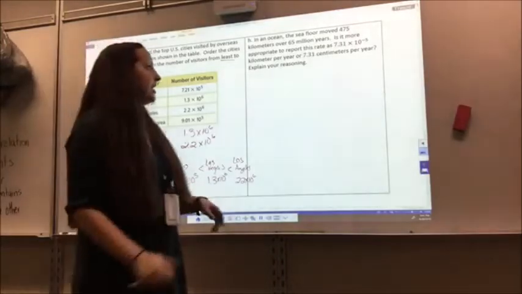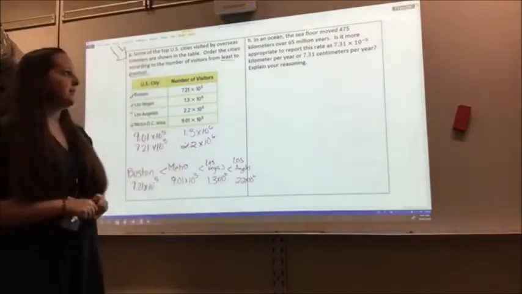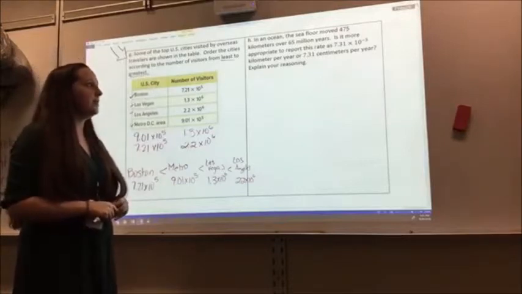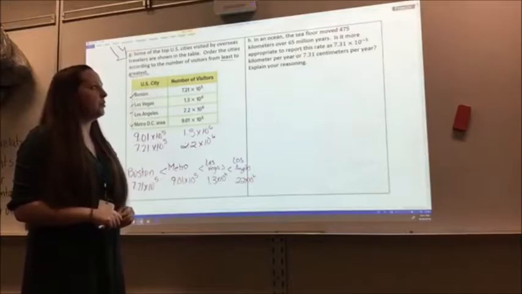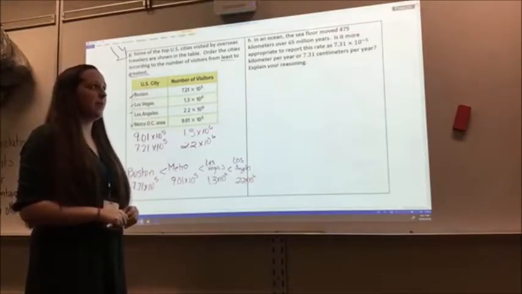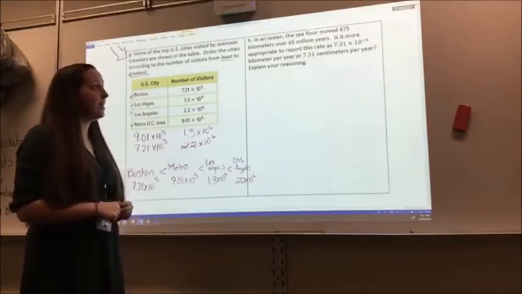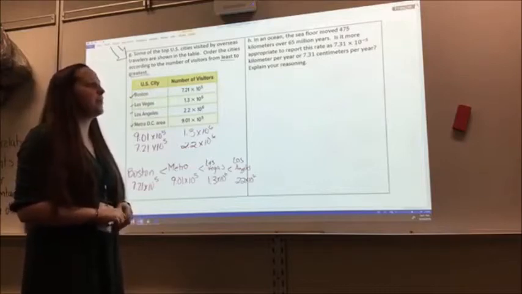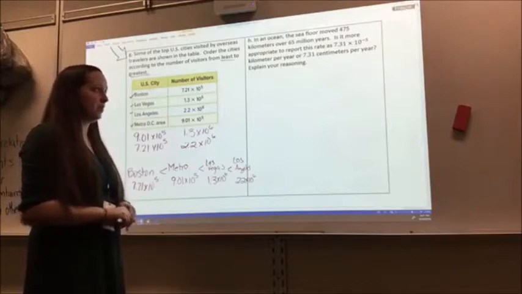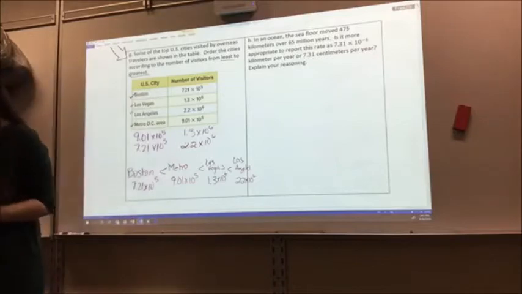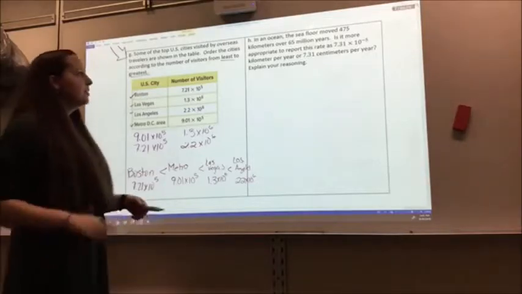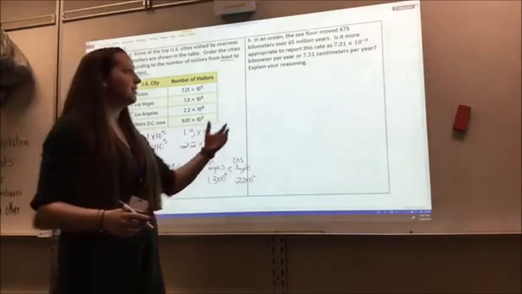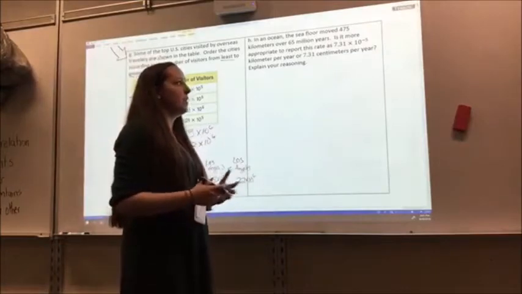All right, for letter H, in an ocean, the seafloor moved 475 kilometers over 65 million years. Is it more appropriate to report this rate as 7.31 times 10 to the negative 5th kilometers per year or 7.31 centimeters per year? Explain your reasoning. So this gets a little bit more tricky because it's kind of based off of your opinion. But the better way to represent this is 7.31 centimeters per year.